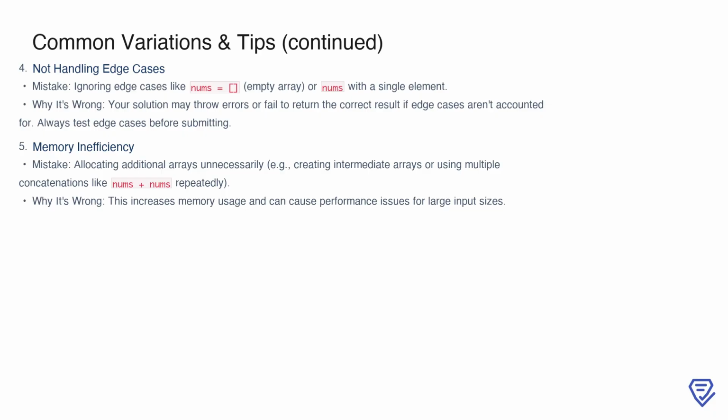Memory inefficiency is another issue to watch out for. Allocating extra arrays or repeatedly performing operations like nums + nums can significantly increase memory usage, especially for larger inputs. This not only impacts performance but also deviates from optimal resource usage. To ensure your solution is robust and efficient, focus on minimizing memory overhead and accounting for all possible edge cases.